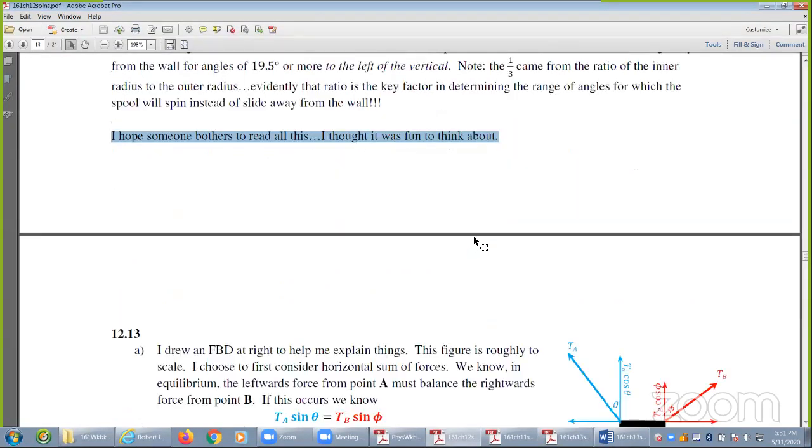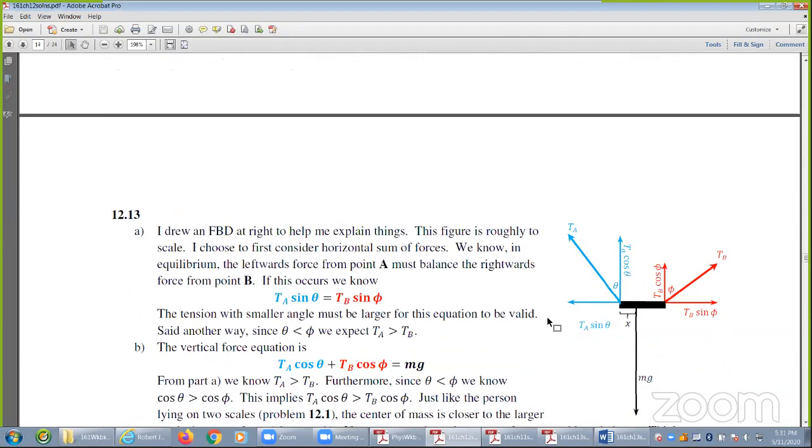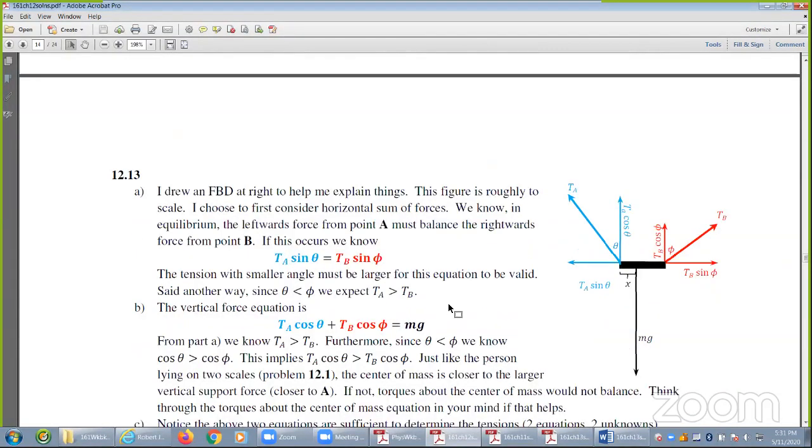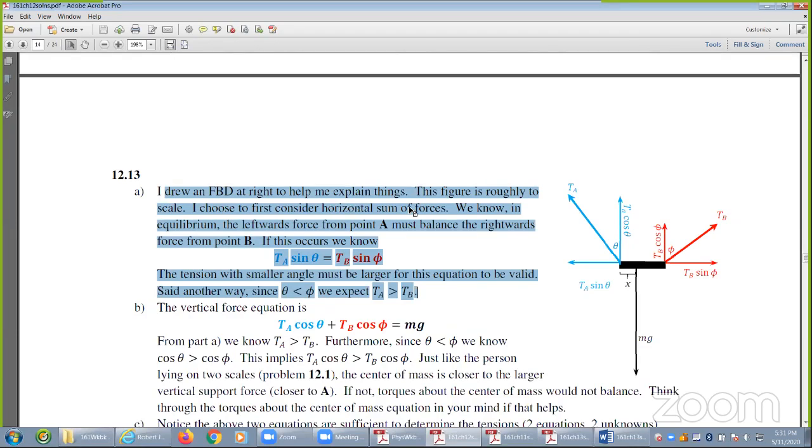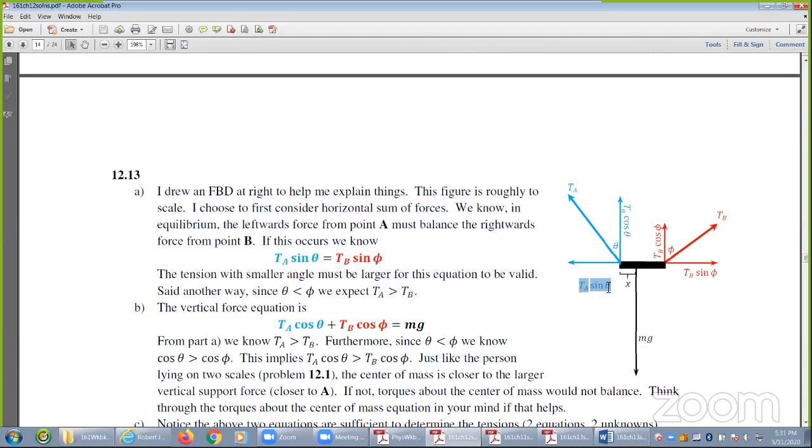Okay. So there's my picture. Hopefully that makes sense to you. Oh, this is a different way of doing it. Take a look at how I did it here. This is kind of cool. Different way. So I said, well, this is T sine theta. This is T sine phi. And then I'm like, oh, well, if theta's less than phi, that tells me the story. All right. So that's another way to do it. So that's the horizontal force equation. Here's the vertical force equation.